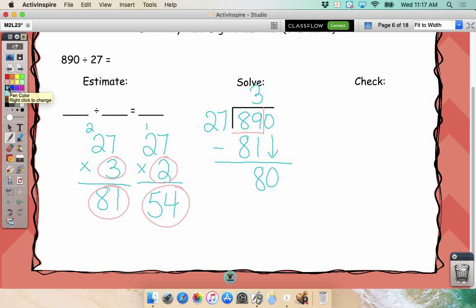Okay, so where do I put the 2? Above the 0. Where do I put the 54? Underneath the 80. And when you subtract, you're not going to get 34. 26. Let's see. Yeah. Yes. Okay, so my remainder is 26, and I'm going to put that little multiplication sign there to remind me.